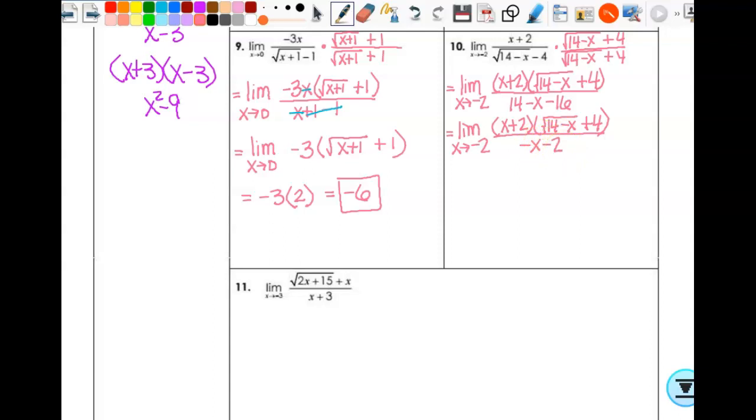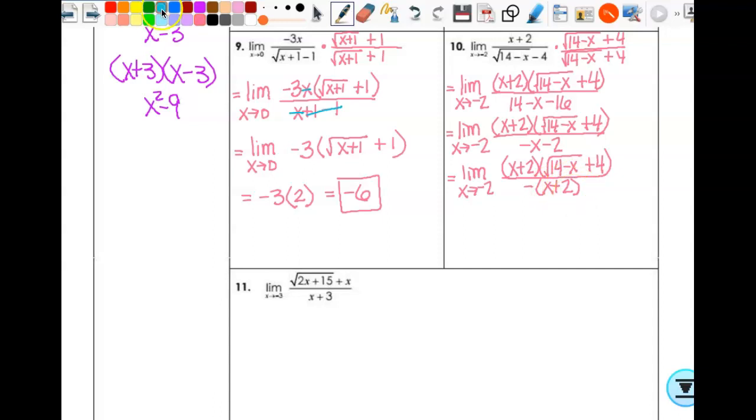What am I going to need to do next? Good. Take out a negative in the denominator, so this will give me the limit as x approaches negative 2 of x plus 2 times the square root of 14 minus x plus 4. And it is important that you rewrite everything like I am. All your equalities have to make sense with each other. Factor out the negative. You get negative, then x plus 2.